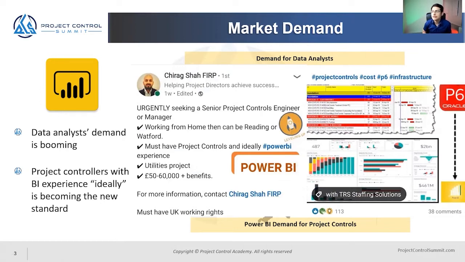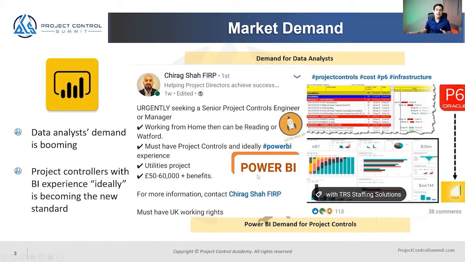And if I can use the message from one of my good friends here in the UK, Chirag Shah, who is a really top recruiter in the UK for planning and project controls. The last time I saw one of his posts on LinkedIn, he was urgently seeking a senior project controls engineer who has Power BI experience. And you can see here the benefits this job offer was providing: between 50 to 60,000 pounds a year plus benefits just for a senior project control professional who knows how to leverage Power BI, right?